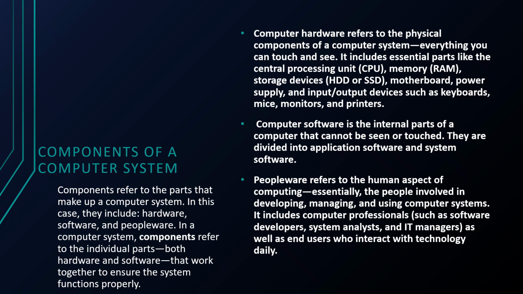Computer hardware refers to the physical components of a computer system, everything you can touch and see. It includes essential parts like the central processing unit, CPU, memory, RAM or ROM, random access memory or read-only memory, and storage devices, HDD or SSD, motherboard, power supply, and input and output devices such as keyboards, mice, monitors, and printers. Computer software is the internal part of the computer that cannot be seen or touched. They are divided into application software and system software. Peopleware refers to the human aspect of computing, essentially the people involved in developing, managing, and using computer systems. It includes computer professionals such as software developers, system analysts, and IT managers, as well as end users who interact with technology daily.